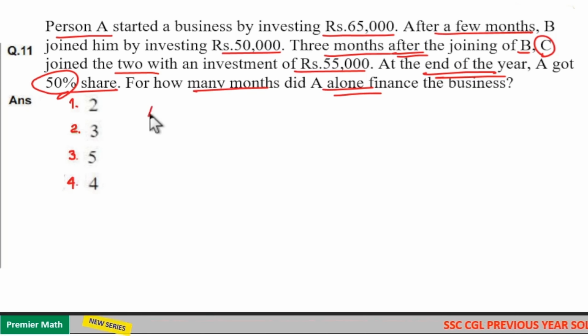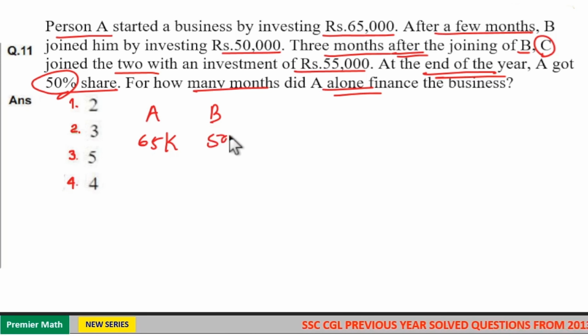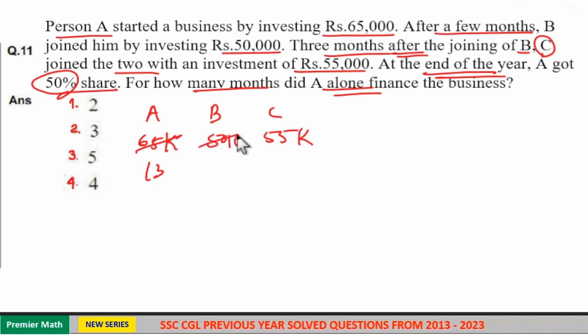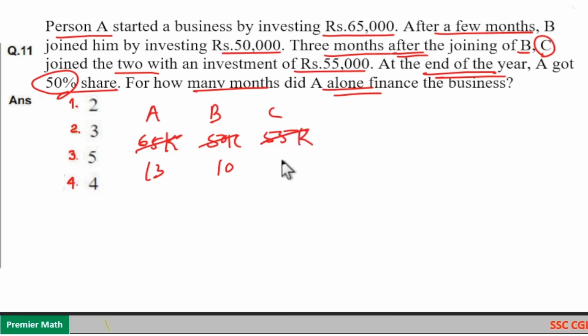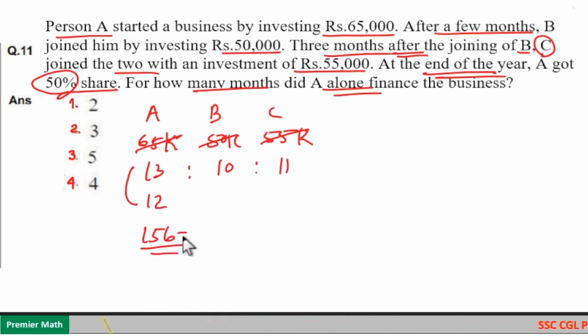Take the ratio of investment of A, B and C, which is A 65,000, B 50,000 and C 55,000. Now take the ratio. 5 goes 13 times in 65, 5 goes 10 times in 50, 5 goes 11 times in 55. That is 13 is to 10 is to 11. Now A worked for 12 months, which means A's share is 13 into 12, 156.